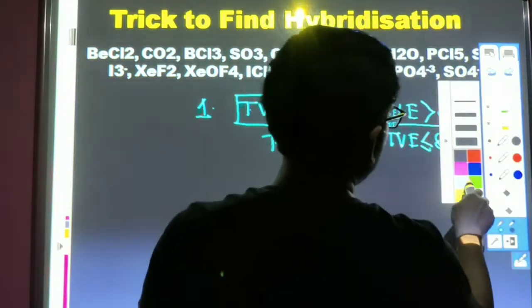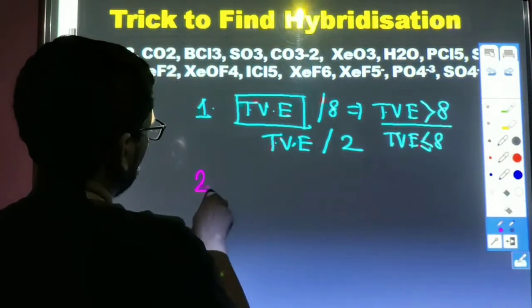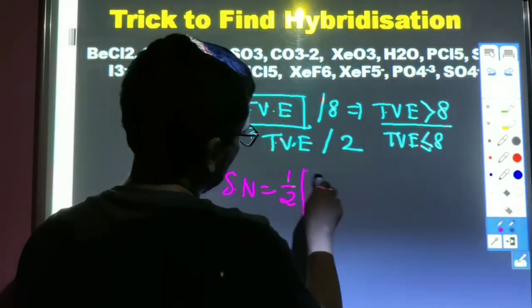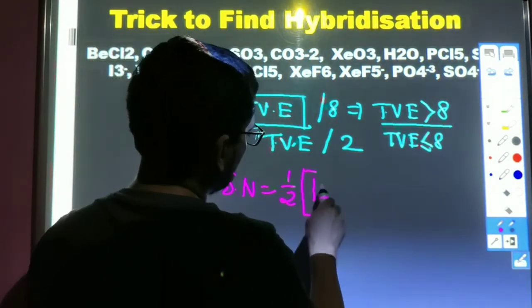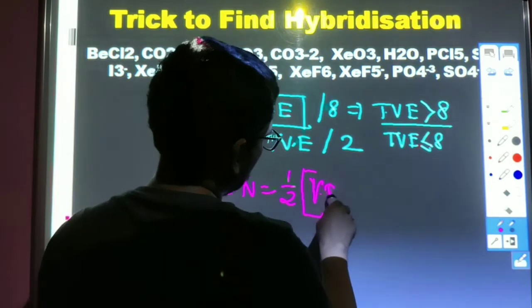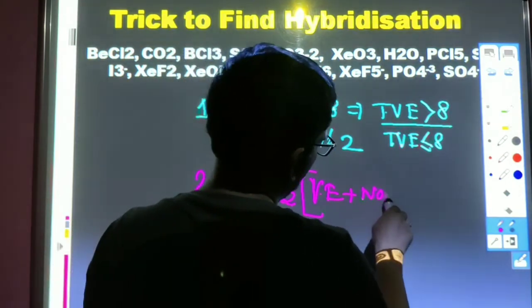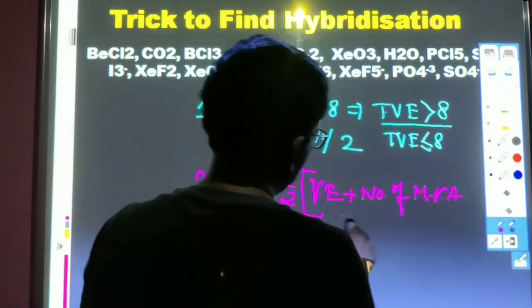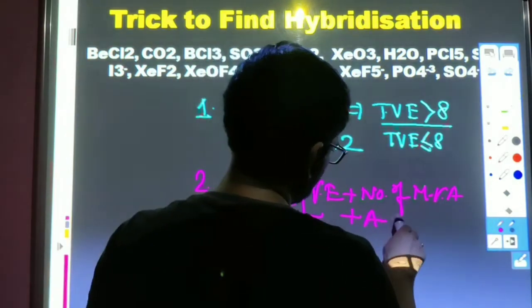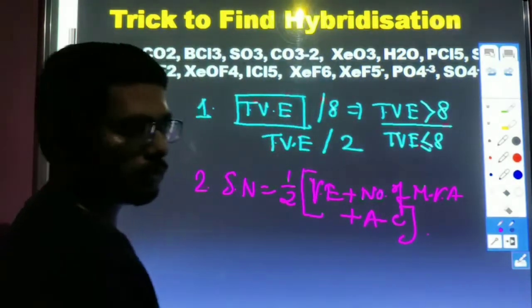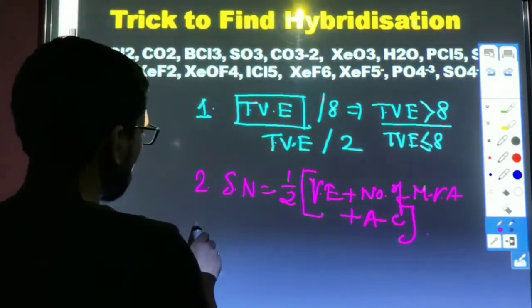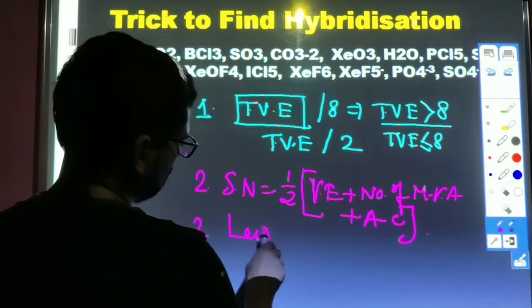Number two, on the formula, steric number is half into number of valence electron plus number of monovalent atom, plus A minus C. A for charge on an anion and C for charge on a cation. Number 3, Lewis structure.